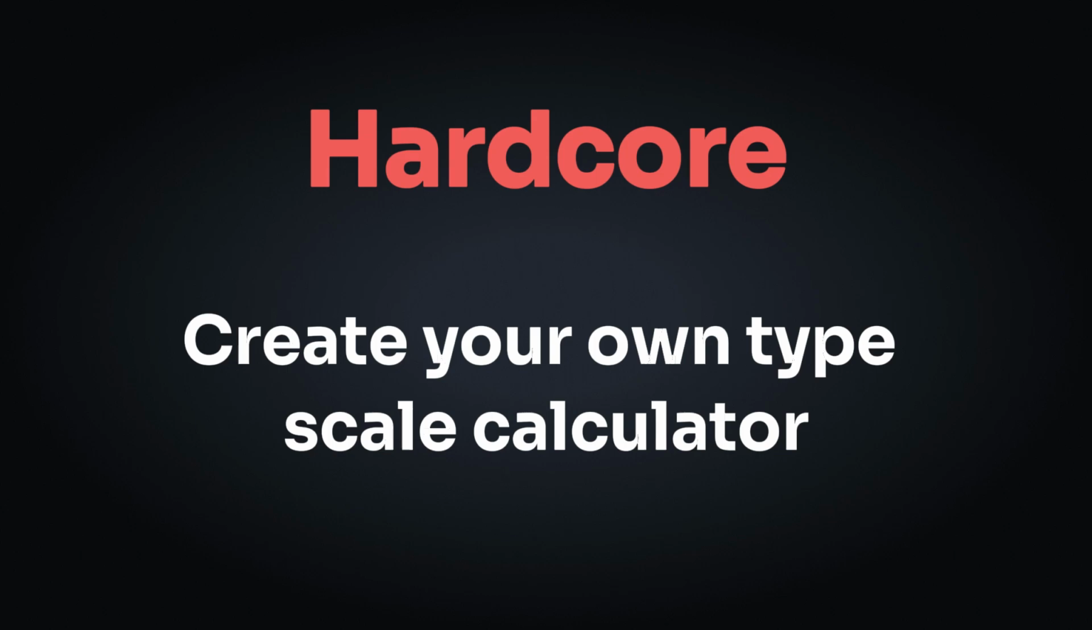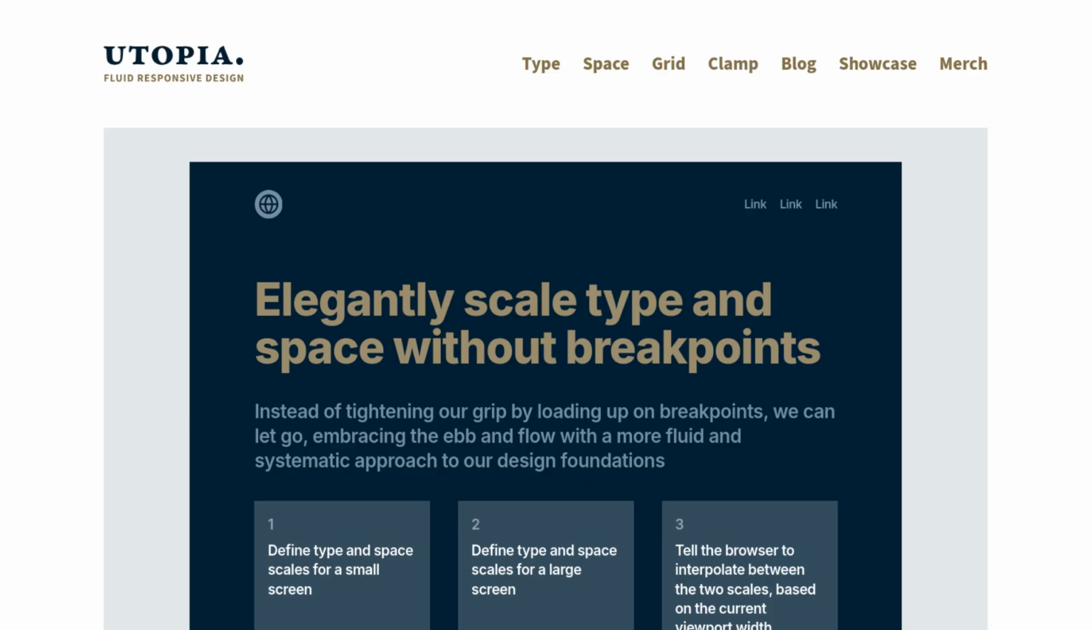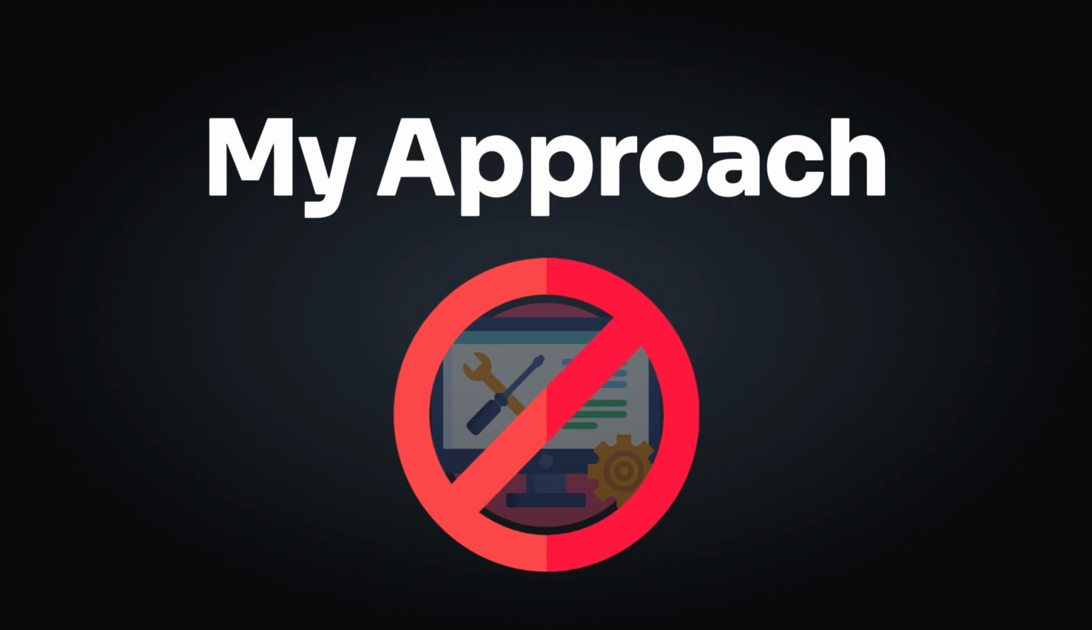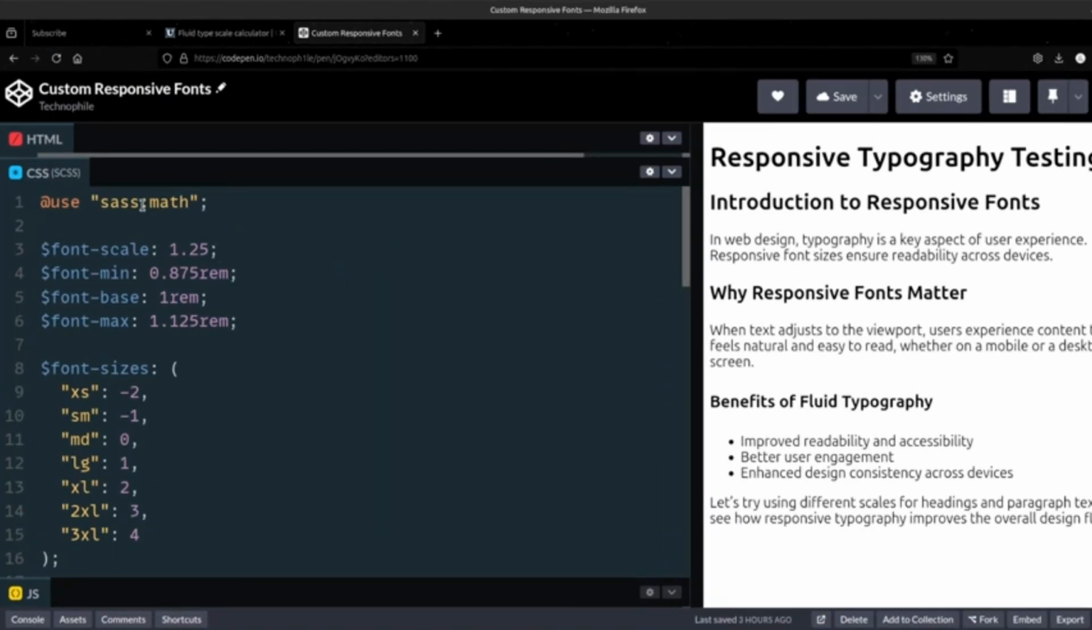And the last one is to go hardcore and write your own type scale calculator. Also, I usually use Utopia for most of my projects to do the calculation for me. But here's how I would implement it without these tools. I use Sass here to automate the process.